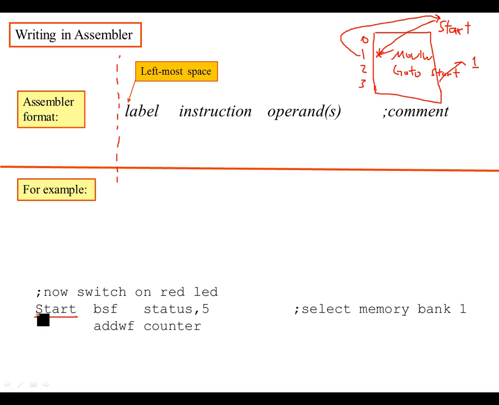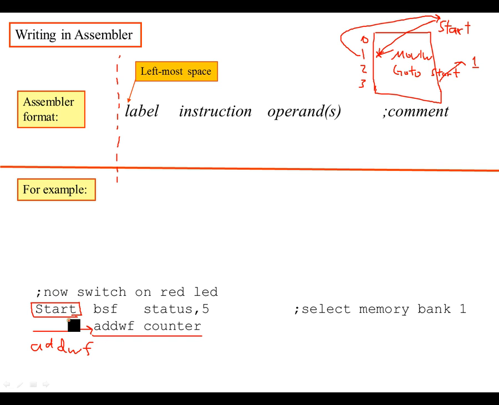A label is something that you type in the very first position in your text editor, your word editor. Notice that this second instruction here, add W to F, has been tabbed over. That's what you have to do when you start your instruction. You can't write add WF at this very first location. If you do, it'll consider that as being a label, but we want it to be considered as an instruction.